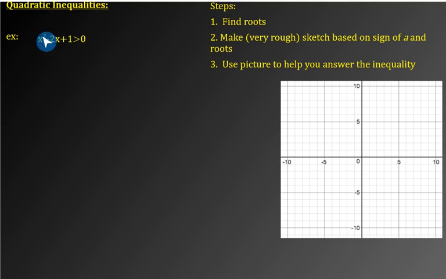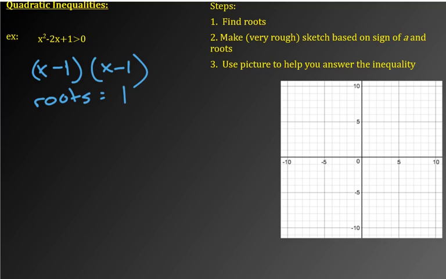So this one, if we were finding the roots, we can just factor it. So we can do x minus 1 times x minus 1, which is how that thing would factor. And so the roots are really just 1. It's just a repeated root, okay? So we have a root right here at 1. And so that's just step 1 done.